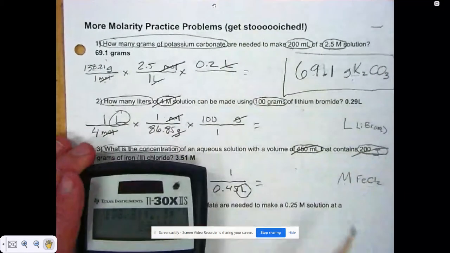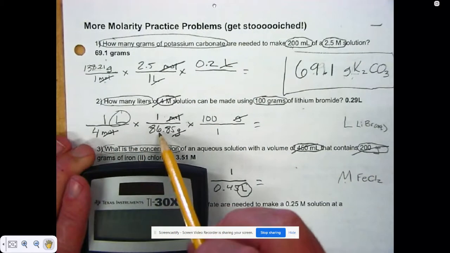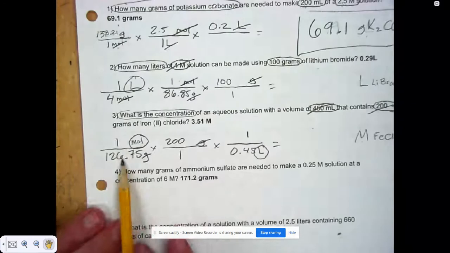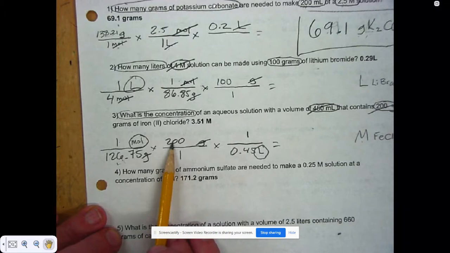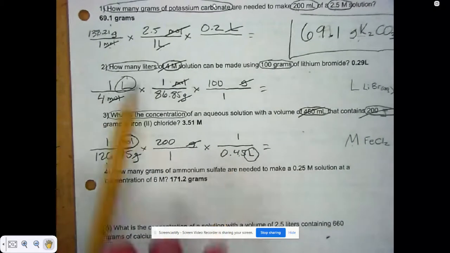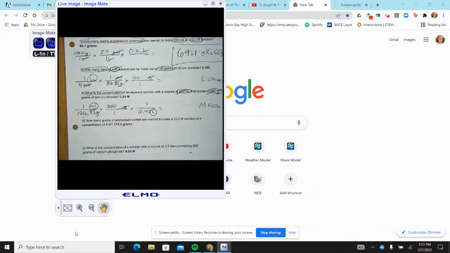Okay, this one right here, we're going to do 1 divided by 4 divided by 86.85 times 100. This one down here, we're going to do 1 divided by 126.75 times 200 divided by 0.45. What do you guys think about that? Good. Mm-hmm.